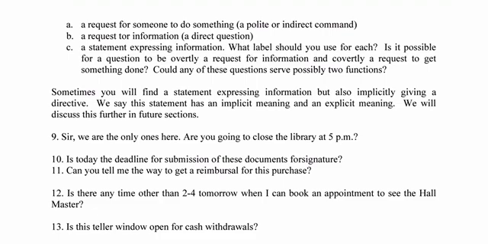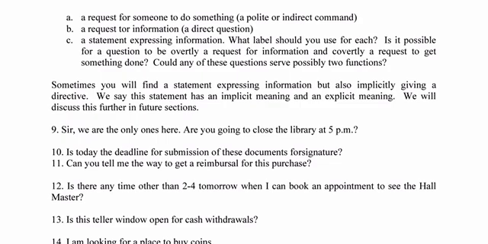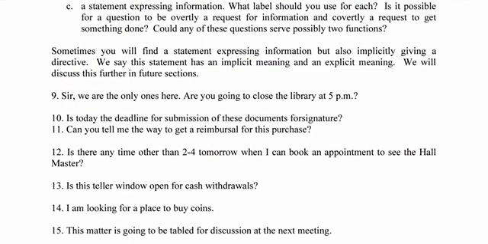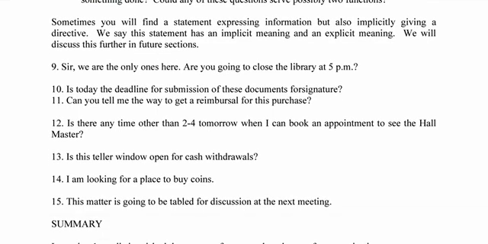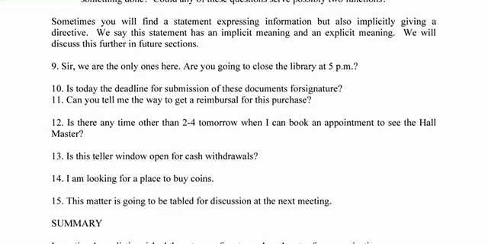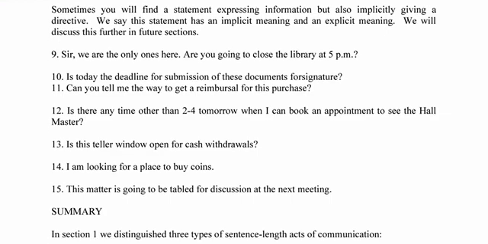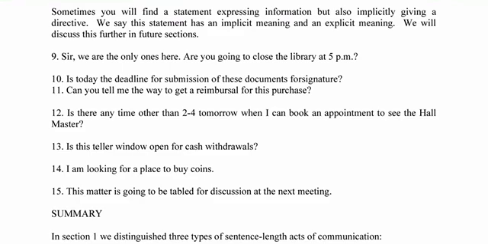Is it possible for a question to be overtly, that means on the outside, a request for information, and covertly, on the inside, a request to get something done? Could any of these questions serve possibly two functions? Let's look at 9. Sir, we are the only ones here. Are you going to close the library at 5 p.m.? They don't want the library attendant to close the library after 5. They want to still stay there to study, probably study. So they're asking him politely, as if it's a question. It's overtly an interrogative, but it's covertly a request, right? Which is what? An imperative.